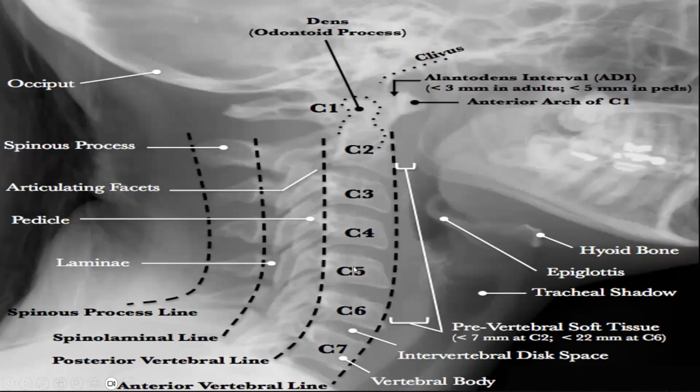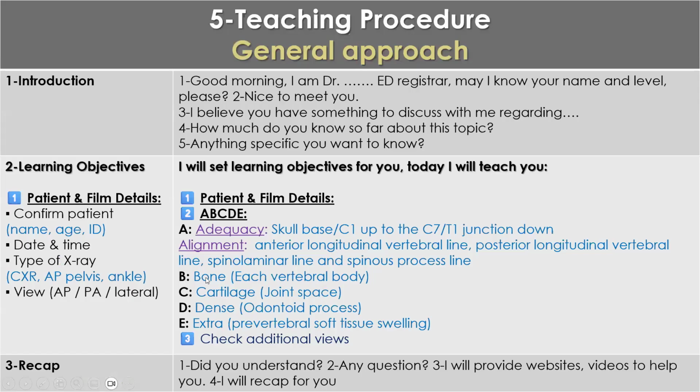Okay, for alignment we have four lines. Normally, how do they look? Smooth, sir. Okay, and abnormal, how does it look? There will be misalignment, sir. Disrupted lines. Okay, so what is the next point, doctor?